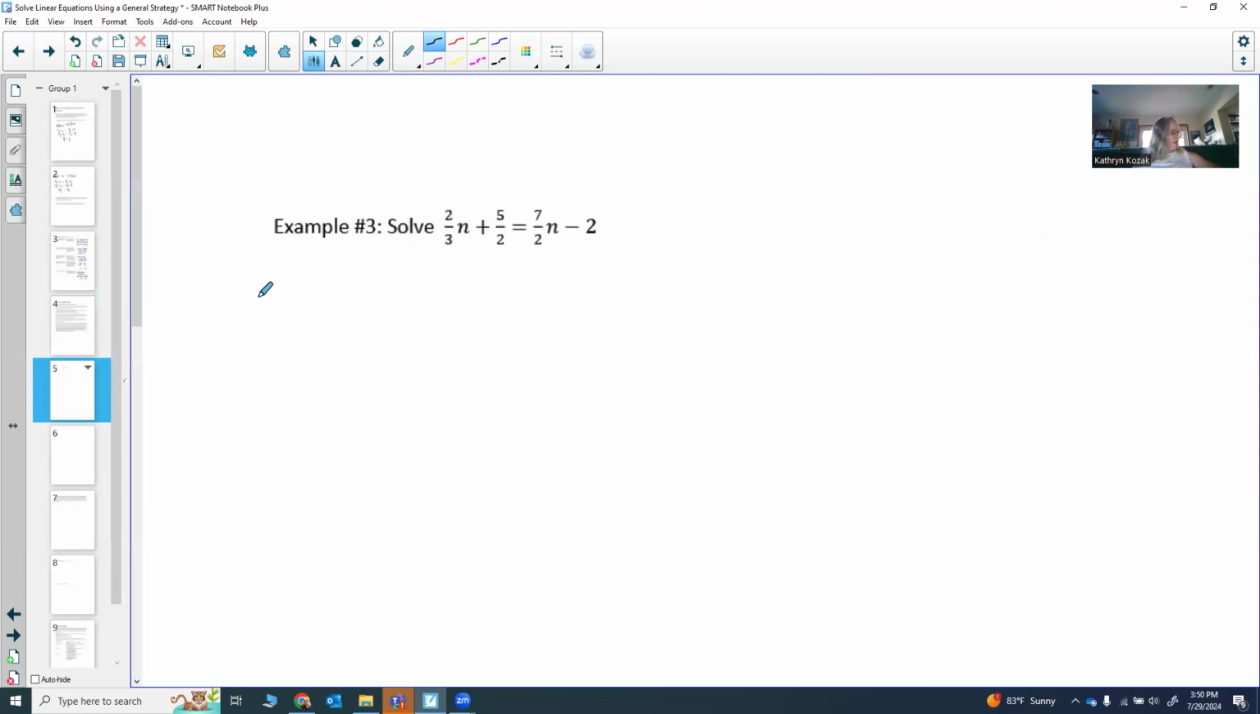So example number 3, solve 2/3 n plus 5/2 equals 7/2 n minus 2. The solution to this. Step 1, notice the equation has fractions. First, find the lowest common denominator between all the denominators. The denominators are 3, 2, 2, and 1. Remember, a whole number can always be put over 1. The lowest common denominator is 6 between the 3 of these.